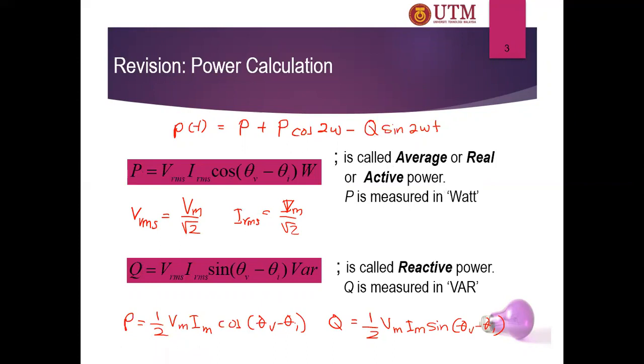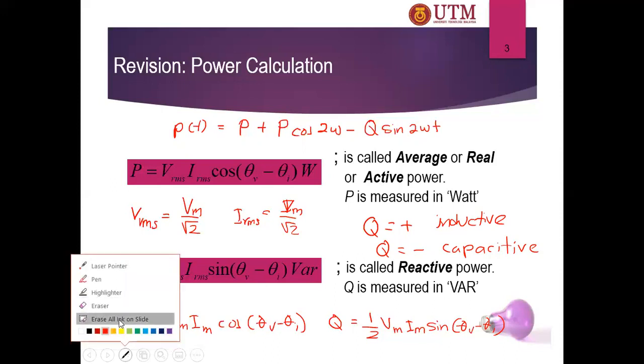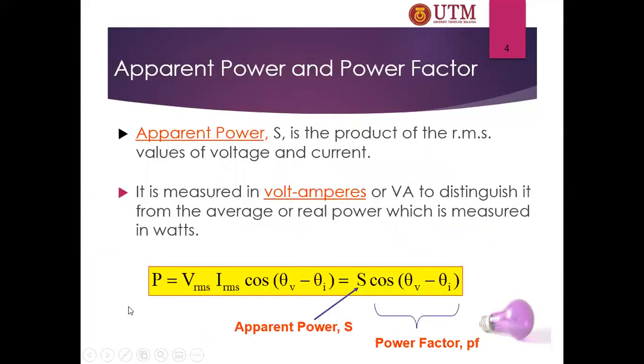And Q can be either positive or negative. If Q is positive, your circuit is inductive, and if your Q is negative, meaning that you have a capacitive circuit. So that is the revision.